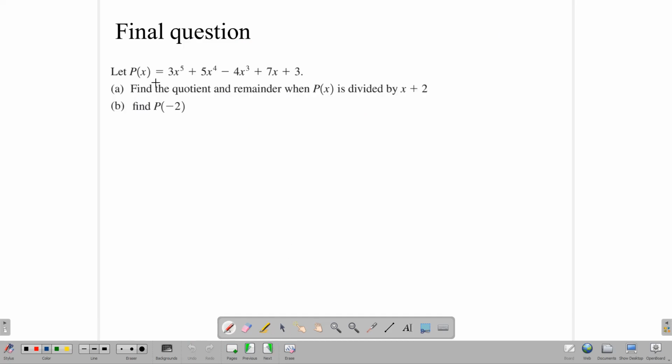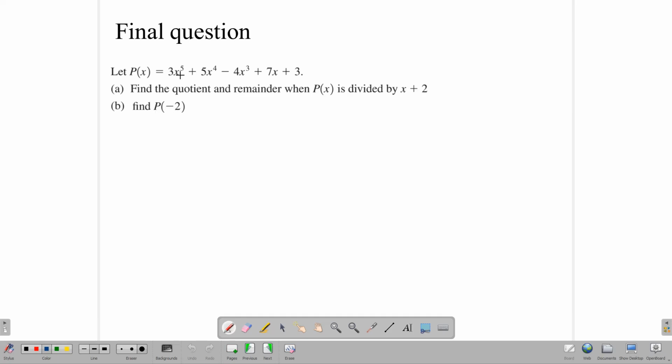Here we have let p of x is equal to 3x to the 5th power plus 5x to the 4th minus 4x to the 3rd plus 7x plus 3. And we want to find what the quotient and remainder are, and also find out what is p of minus 2.